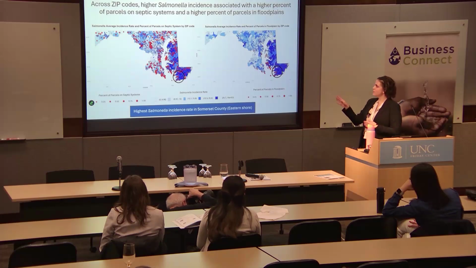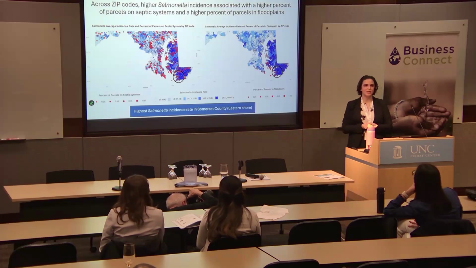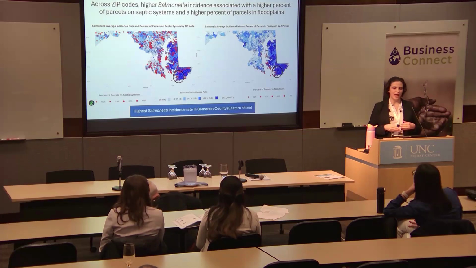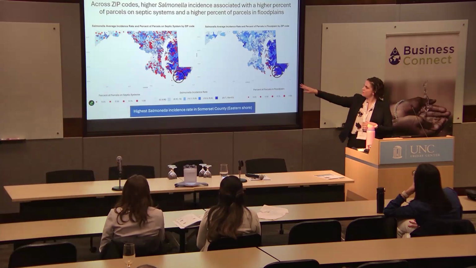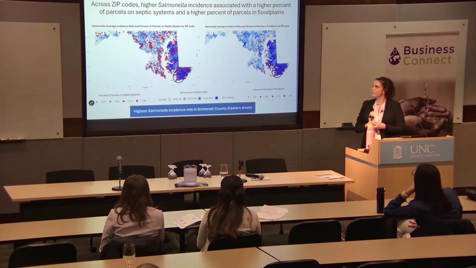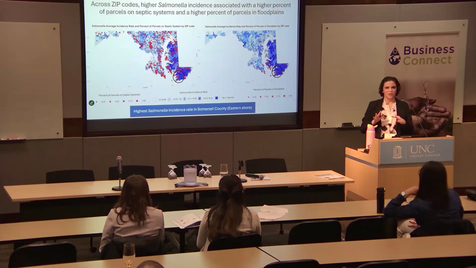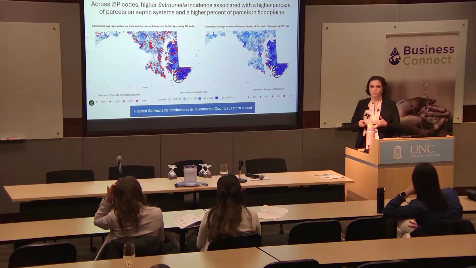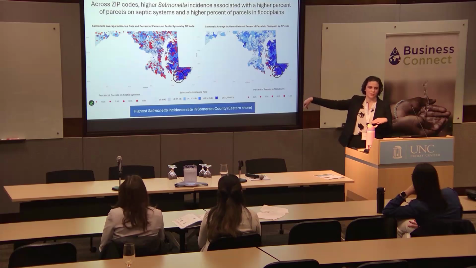The 2 figures, or the maps, are showing the Salmonella average incidence rate, which we can see in the blue fill in the zip codes, that it's highest in the Eastern Shore, and specifically highest in Somerset County, which I circled. The map on the left is showing the percent of parcels on septic systems, which we can see is pretty well scattered throughout the state. And then the map on the right, the red dots, is the percent of parcels in floodplains. And we can see this is very much heavily located around the Eastern Shore, specifically around the Chesapeake Bay region, but it's highest in Somerset County.